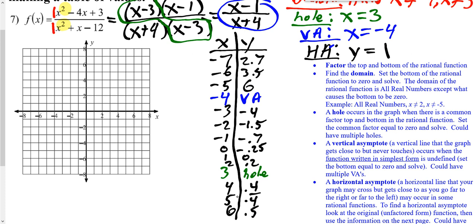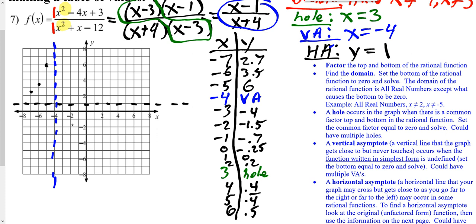And then you want to go ahead and just graph all this. So first of all, I'm going to put in my vertical asymptote at -4. Put in my horizontal asymptote at y is equal to 1. And then I'm going to start plotting points. Left 7 up about 2.7. Left 6 up 3.5. Left 5 up 6. Then I have my vertical asymptote.